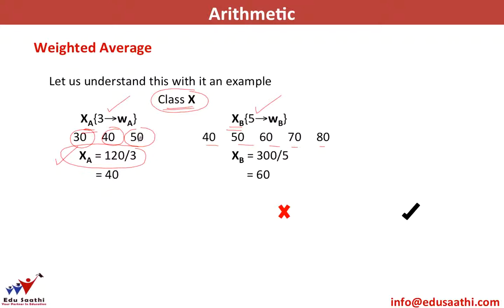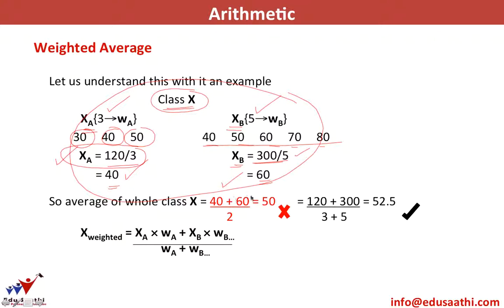So if I find out the class average, that means what is the average of 10A? It will be the sum of observations divided by the number of observations, which is 40. And if I find out the average of 10B, it will be again the sum of observations divided by the number of observations, which comes out to be 60. But if I ask you, what is the average of the entire 10th class comprising both sections 10A and 10B? Would you just take the average of 40 and 60? Taking the average of 40 and 60, which comes out to be 50, is a wrong answer.